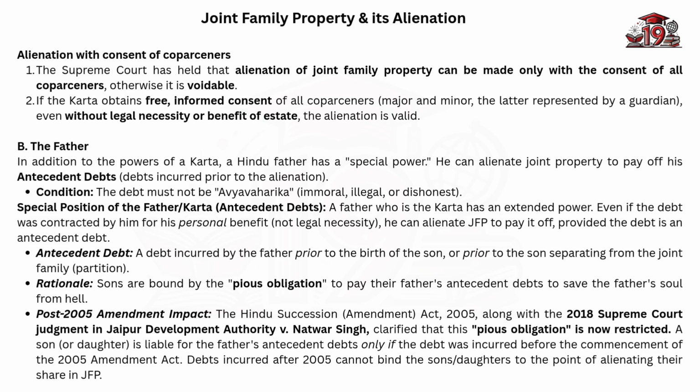Antecedent debts. A father who is the Karta has an extended power, even if the debt was contracted by him for his personal benefit, not legal necessity. He can alienate JFP to pay it off, provided the debt is an antecedent debt. Antecedent debt: a debt incurred by the father prior to the birth of the son, or prior to the son separating from the joint family. Rationale: sons are bound by the pious obligation to pay their father's antecedent debts to save their father's soul from hell. Post-2005 Amendment impact.